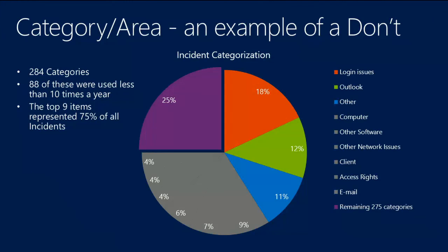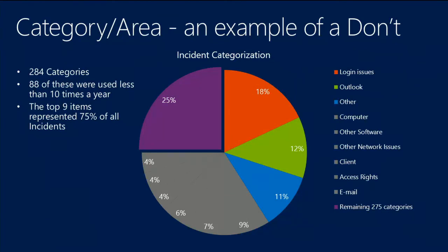Out of these 284 categories, 88 of these were used less than 10 times a year. And that's not even once per month. The top 9 items here, the ones that you can see on your right-hand side, were represented in 75% of all their incidents. So even though they had this huge list, they only used about 9 items, which is rather confusing.